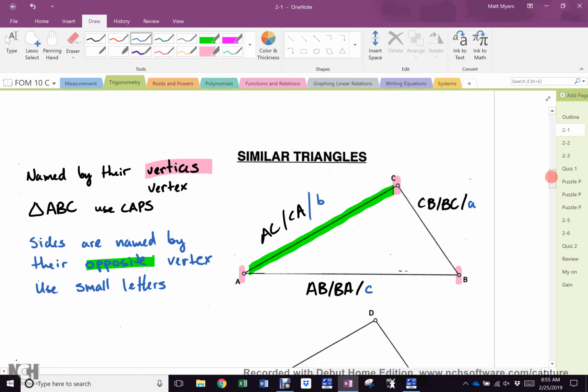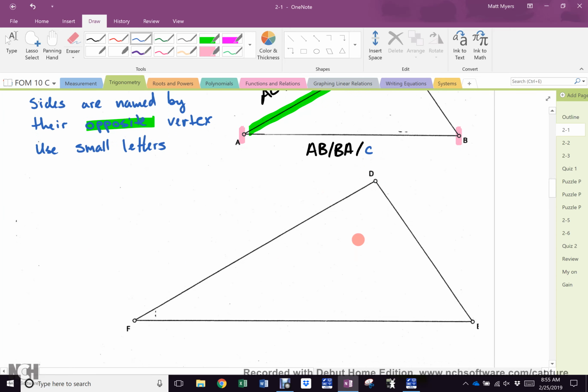Okay. So now, do that same thing on the big triangle. Name the sides, just using the way we're going to do it in the 10th grade. Just use the small letters.